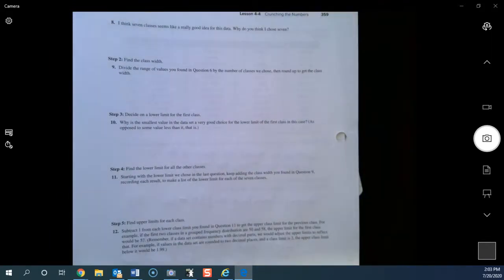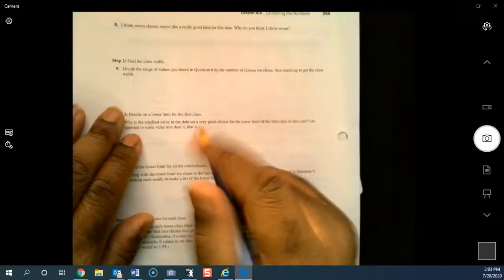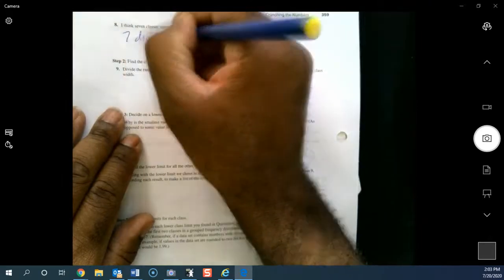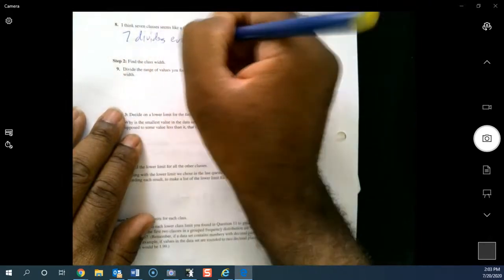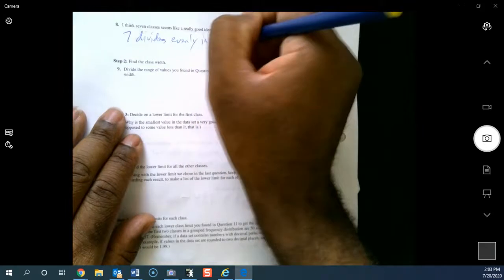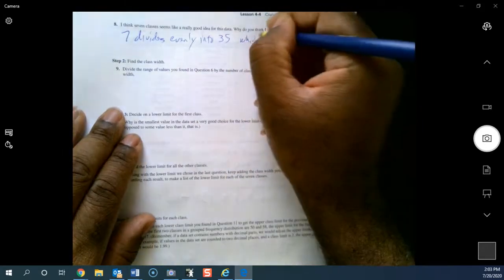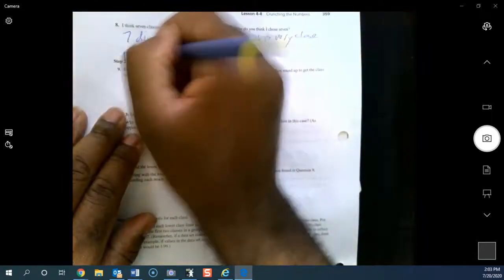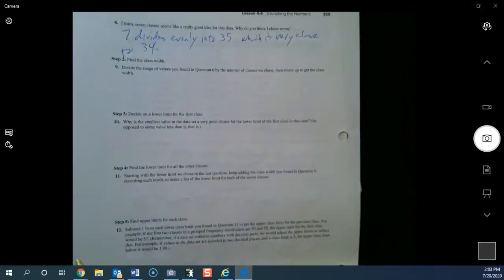Okay, number 8. I think 7 classes seem like a really good idea for this data. What do you think if I choose 7? So now, 7 divides evenly into 35, which is very close to 34. So I think that would be a good one.